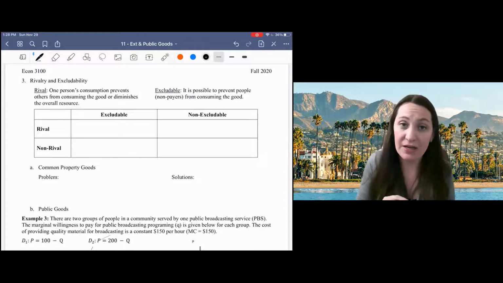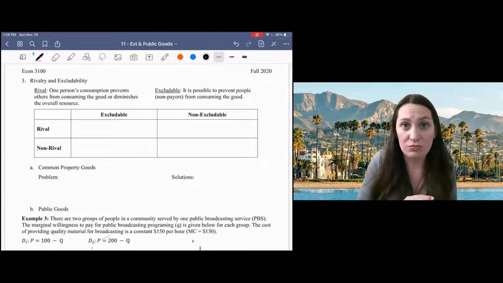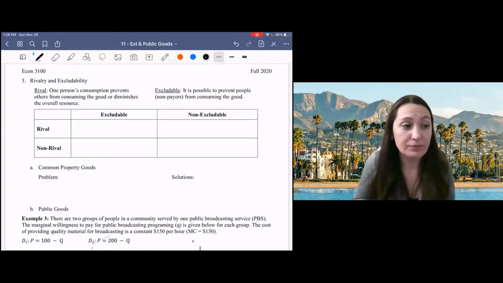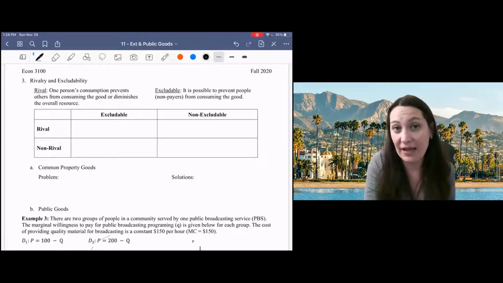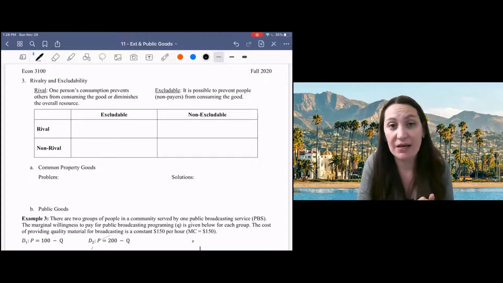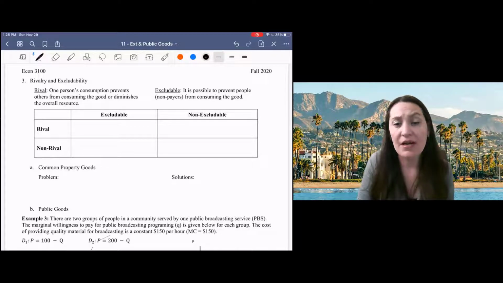Each good can be characterized by two variables: whether or not it's rival and whether or not it's excludable. And these aren't really binary. There's a spectrum, so it's not super clear cut where something falls. In some situations, a product might be in one category, and in other situations, it might be in another category. But understanding these characteristics of the good helps us to understand how markets for that good function.